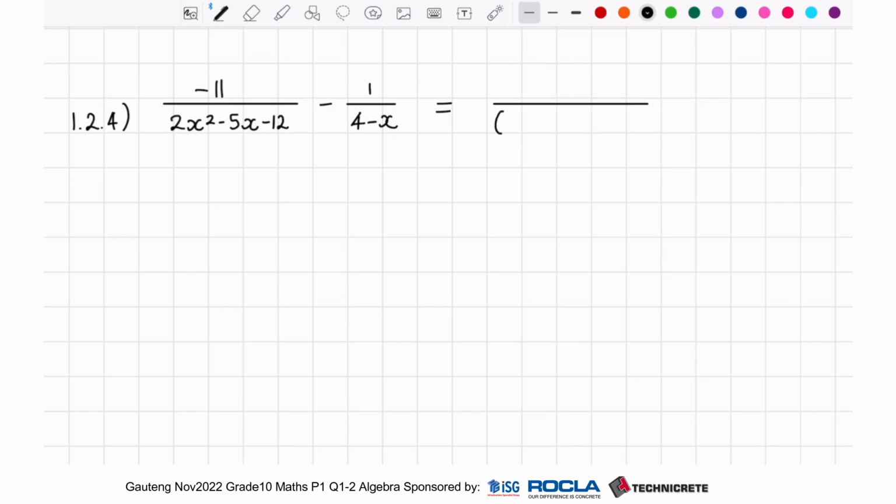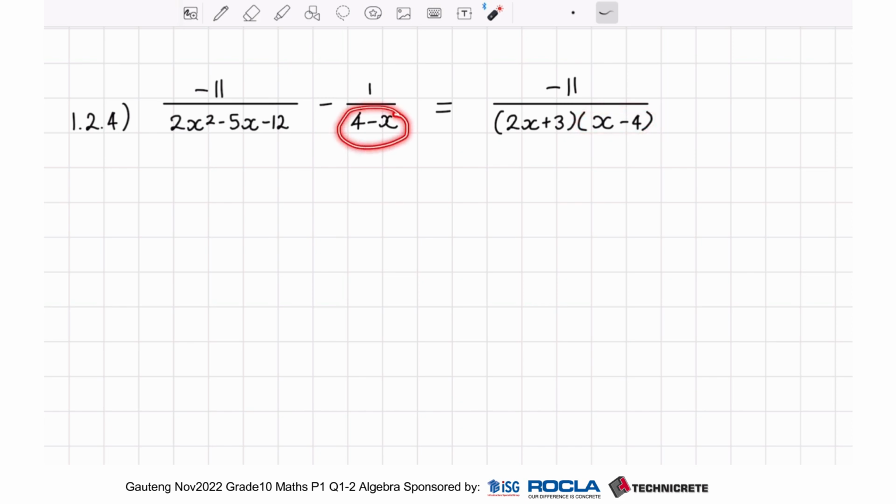So when I factorize this, I find that my first factor is going to be 2x plus 3, and the second one is going to be x minus 4, and my negative 11 is going to stay the same at the top. So now I can see that one of the factors here, this x minus 4, is almost the same as this 4 minus x. But the difference is that this is a negative x, and this one is a positive x, and this one's a negative 4, and this one is a positive 4.